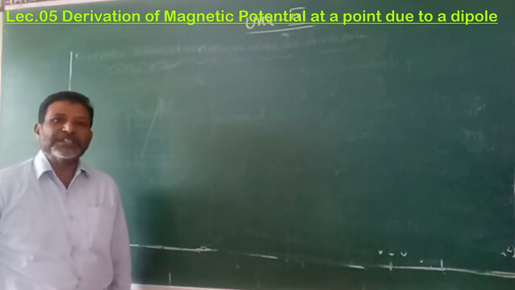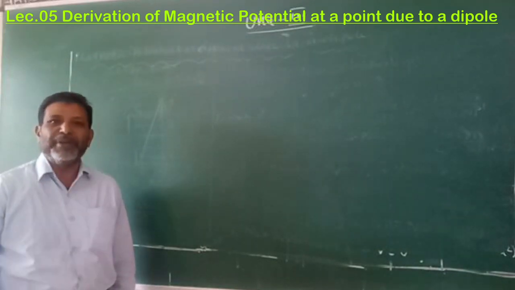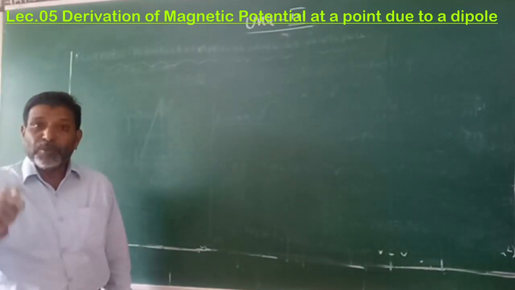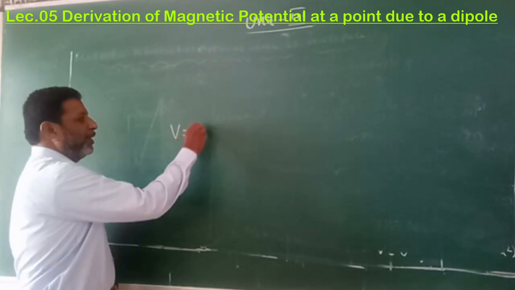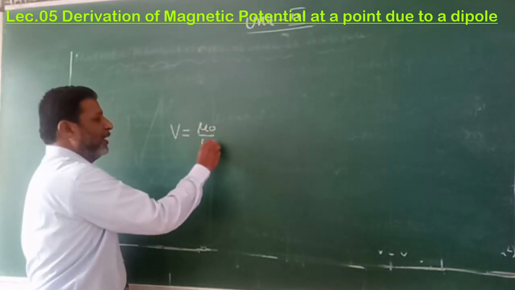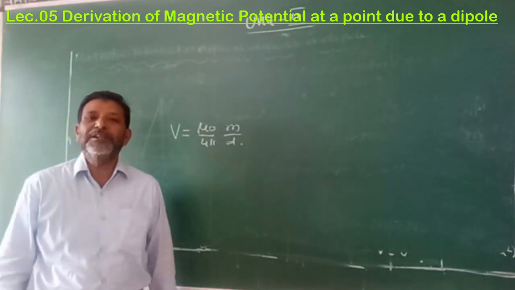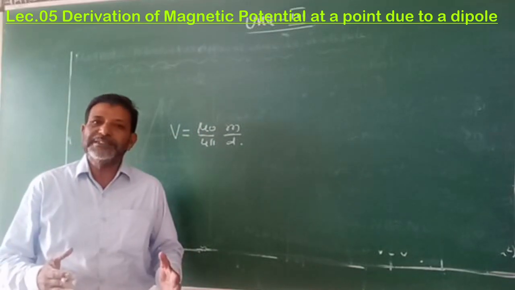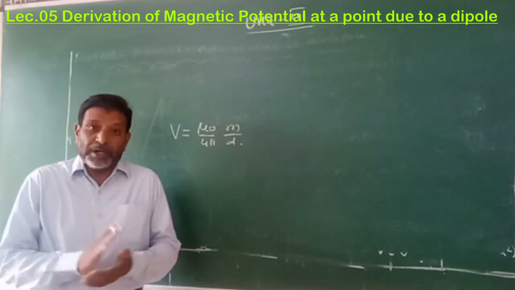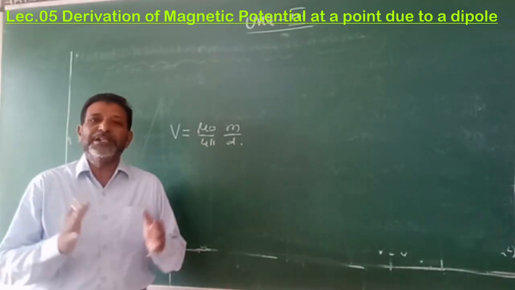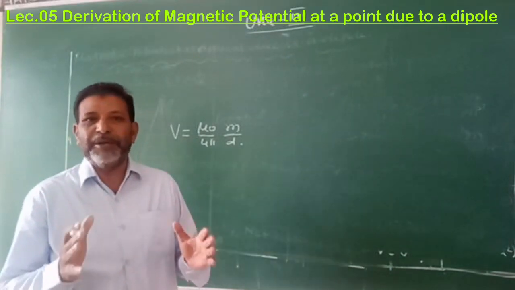During the discussion of electric field, electric intensity and magnetic potential, one factor we come across is here, for example, when you take the potential at any point, mu naught divided by 4 pi, m divided by d. Here this mu naught we call the absolute permeability. Absolute permeability means the permeability of air or vacuum.